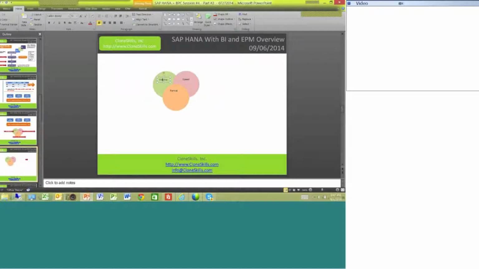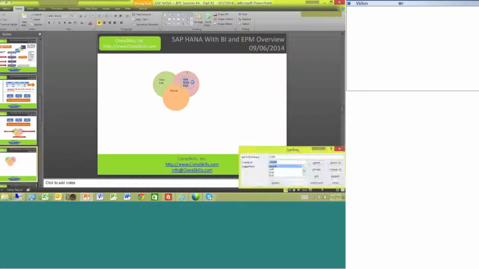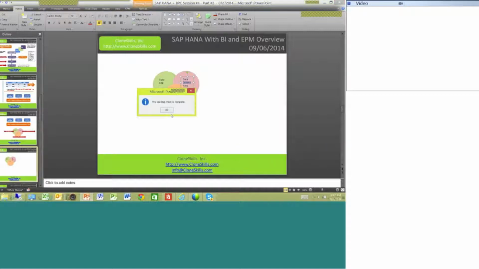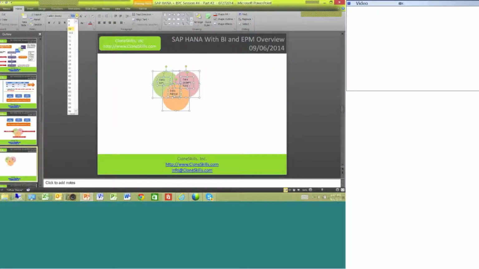So this is the data size, how big it is, and this is the data growth rate, how fast it's growing, and this is the data format. It could be text, videos, voice, or images. Who knows? Whatever it is.